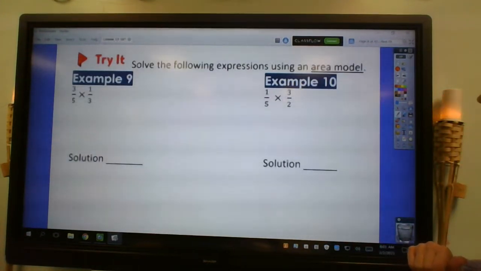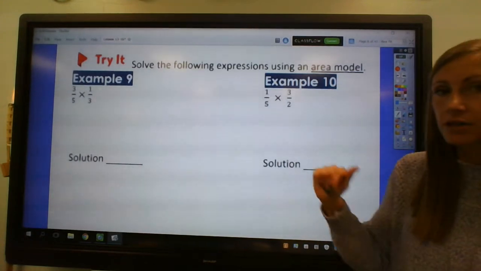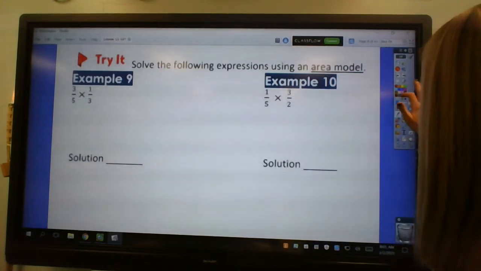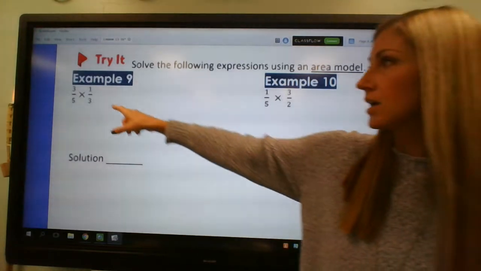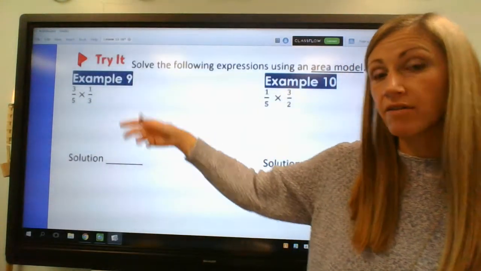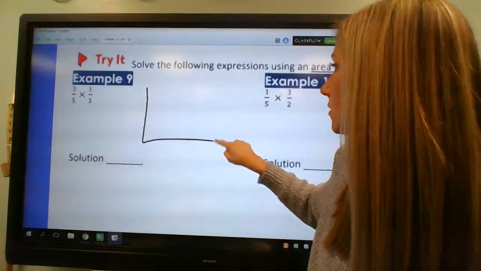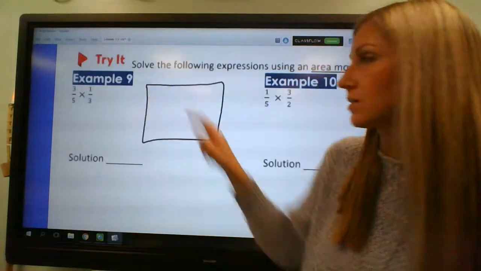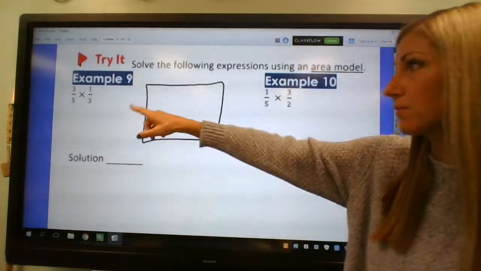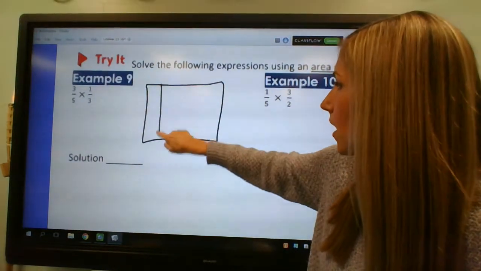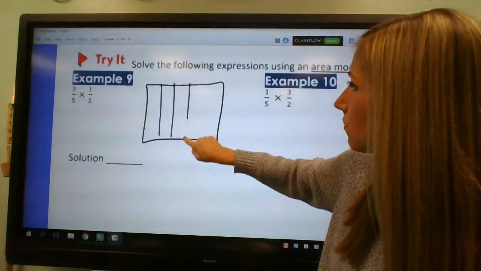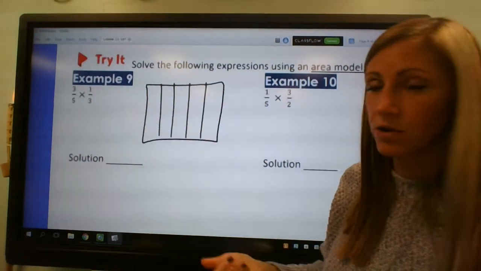So now let's try doing some area models ourselves. So I'm going to start with my pencil, and I'm going to have 3/5 of a third. So a fraction by a fraction means I'm going to start with a whole, so I can represent my fifths. I'll do my columns as my fifths. 1, 2, 3, 4, 5. Okay, so there's my fifths.